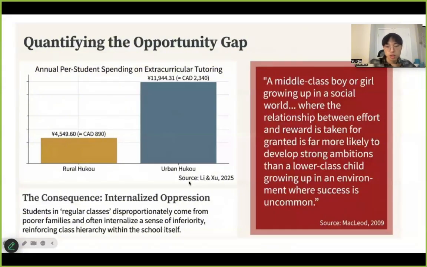According to research conducted by Li and Xu in 2025, annual per student spending on extracurricular tutoring for rural families is around 4,000, and for urban families over 10, 11,000. So almost 2 to 3 times the spending of a rural family. So you can see the unbalanced education investment in the future generation.